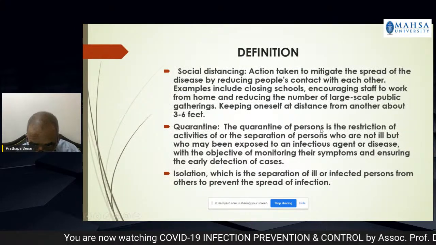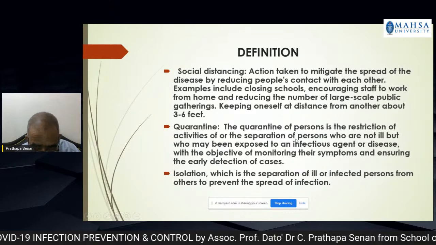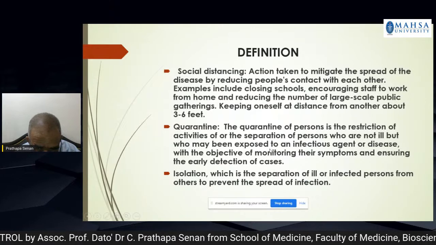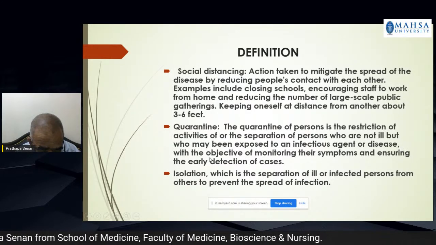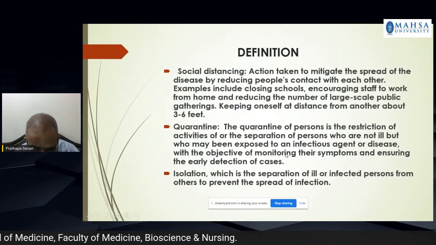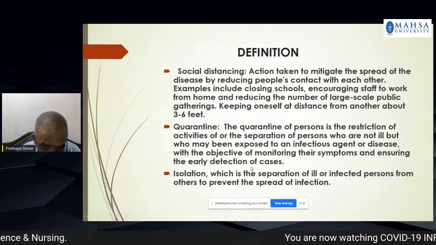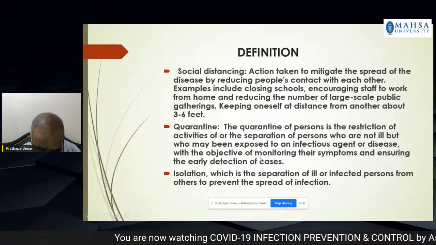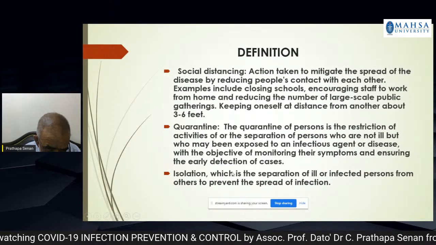Quarantine of persons is the restriction of activities or the separation of persons who are not ill but who may have been exposed to an infectious disease or agent, with the objective of monitoring their symptoms and ensuring early detection of cases. So once they develop symptoms, they are taken from the quarantine station and sent to a hospital.